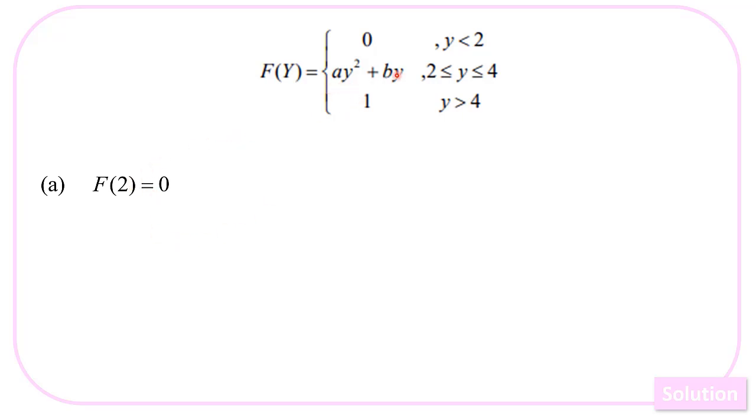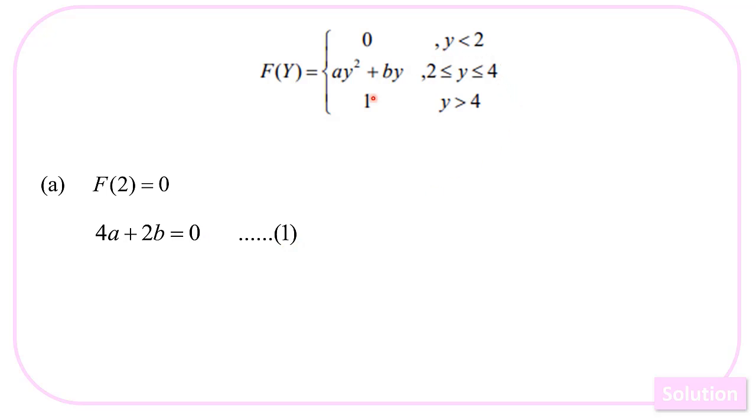To find the value of a and b, we have to substitute the endpoint of the interval into the function f of y. First we are going to find f of 2. From the first interval, f of 2 is equal to 0. F of 2 also can be found by using the second function, that is ay squared plus by. We substitute 2 into y, so we get 4a plus 2b. So that means 4a plus 2b is also equal to 0. So that is our first equation.